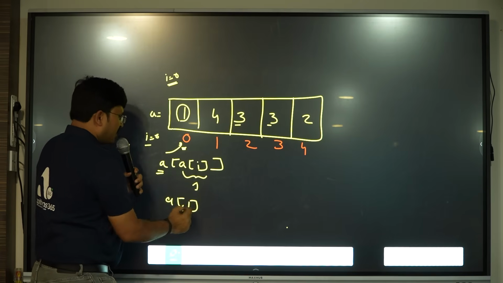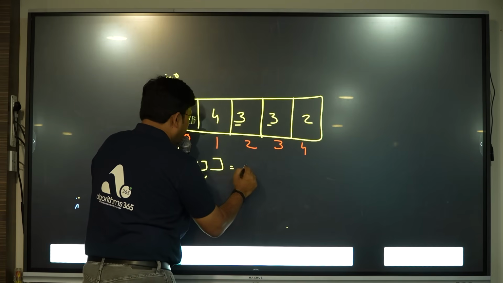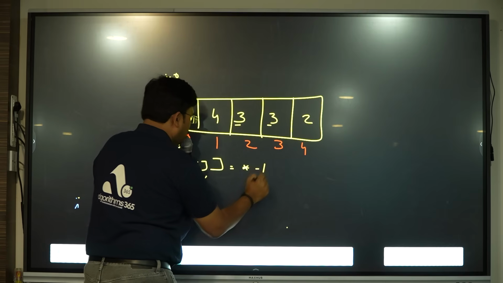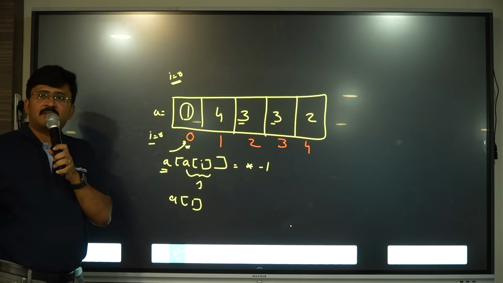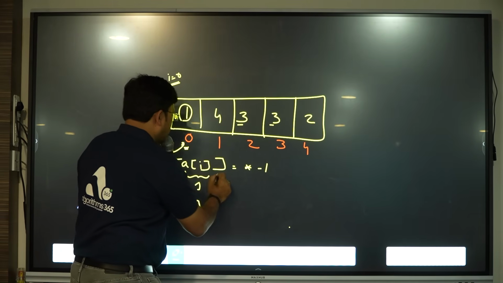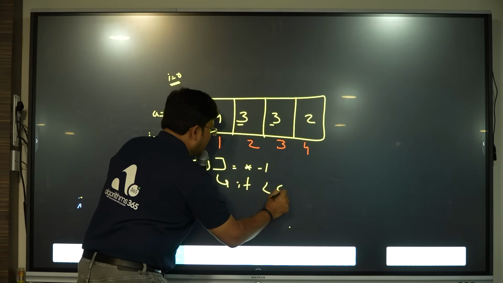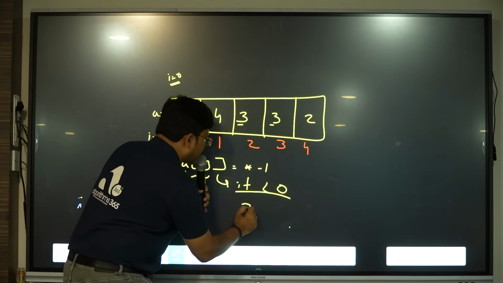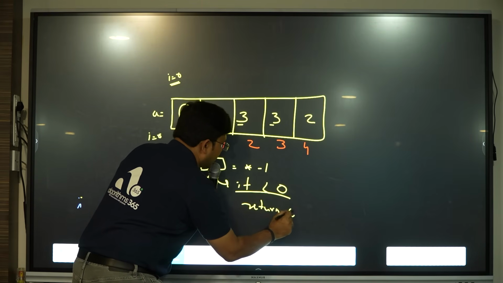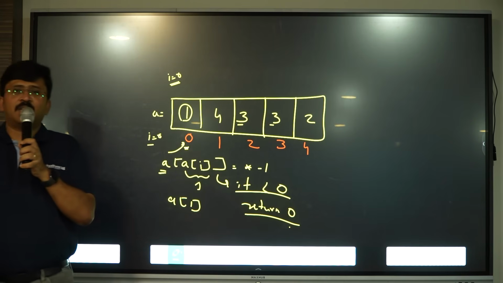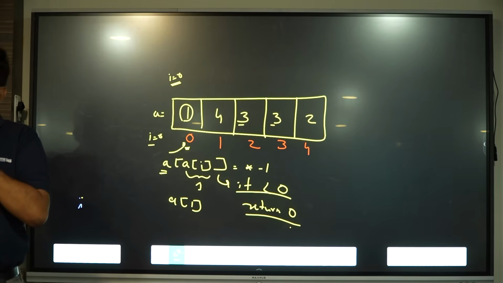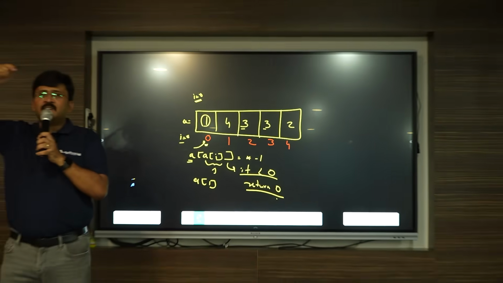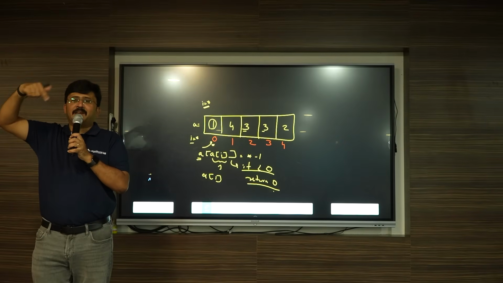So this one you have to multiply by minus 1. And before you do that, you check if it is negative. Before you do this, you check if this is less than 0. And if it is less than 0, you return true. Why? Because when you started, the array was all positive, right? It will become negative only if before this somebody came and changed it.